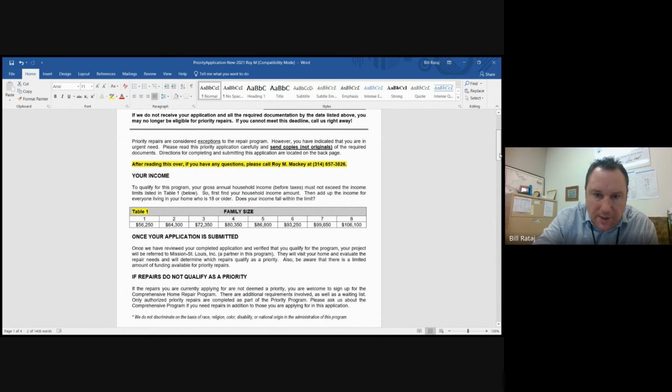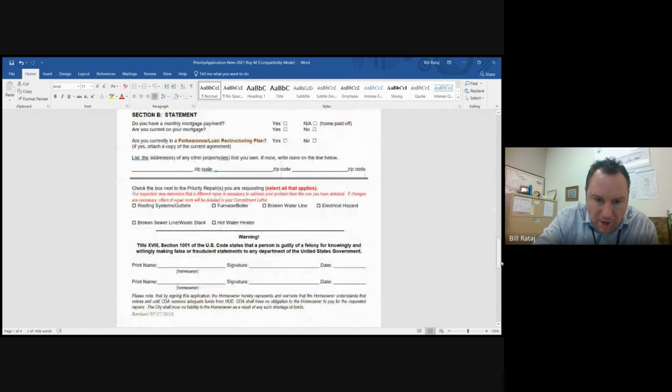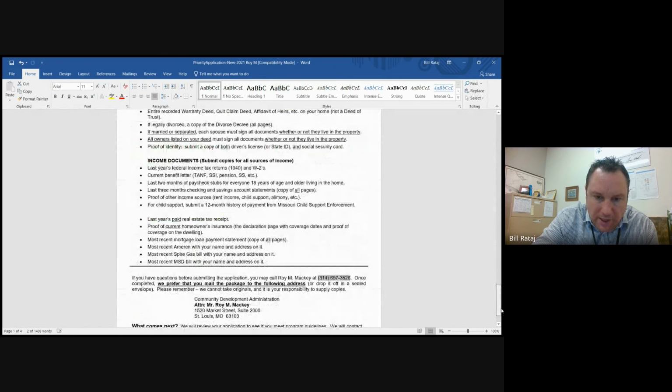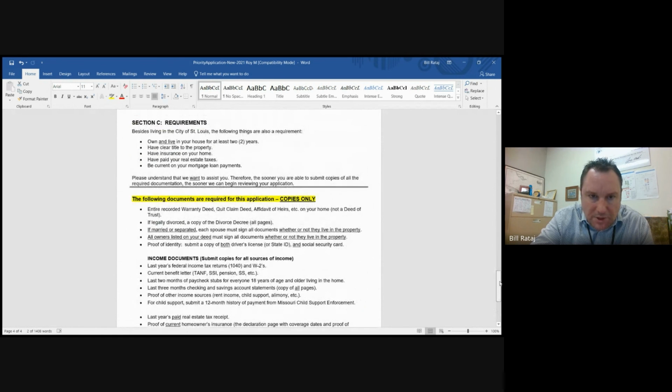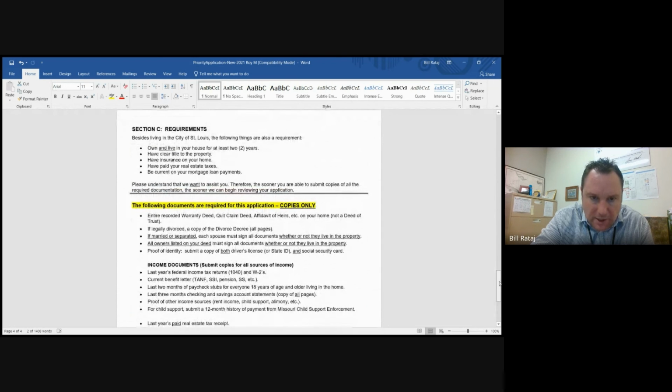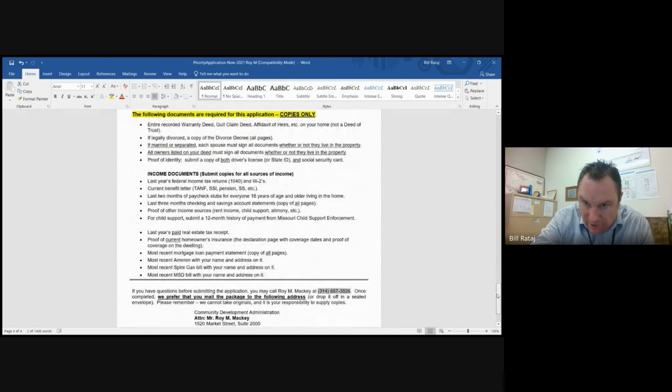So I would suggest that if you don't make a copy of the application for yourself, you might want to write down the name and contact person, so if you have any questions or want to follow up with anything, you will know who to call. Okay, so that being said, I will tell you that a lot of folks skip over this section C, and they do not provide us with all the documents, or any of the documents in some cases. All that's going to do is delay your getting approved through the program.